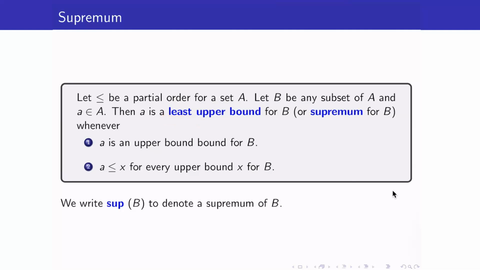Meaning to say, if you get any upper bound for B, then your element must be less than or equal to that bound. So A is an upper bound, and all the elements of B will be below it. But if you compare it with any upper bound, say X is an upper bound, then A has to be less than or equal to that. Okay, this is how a supremum looks like.